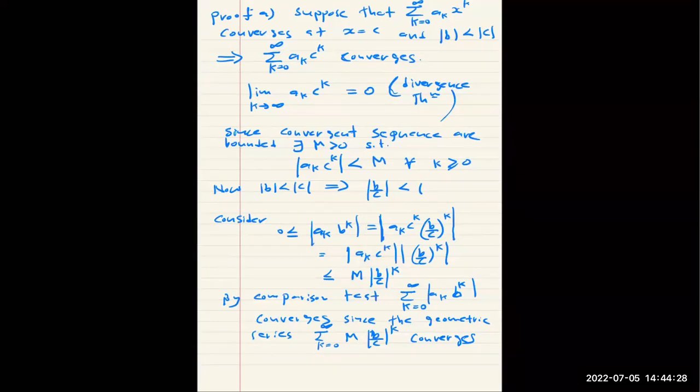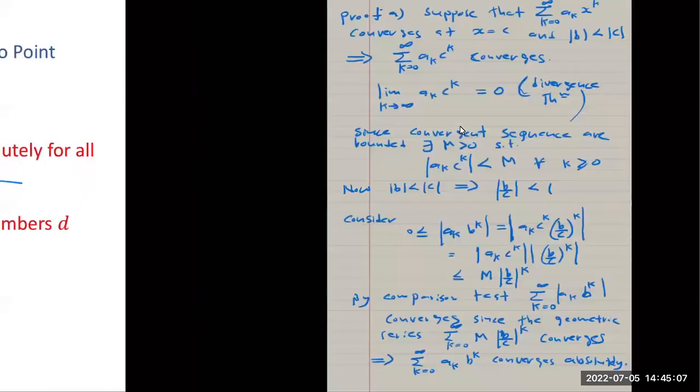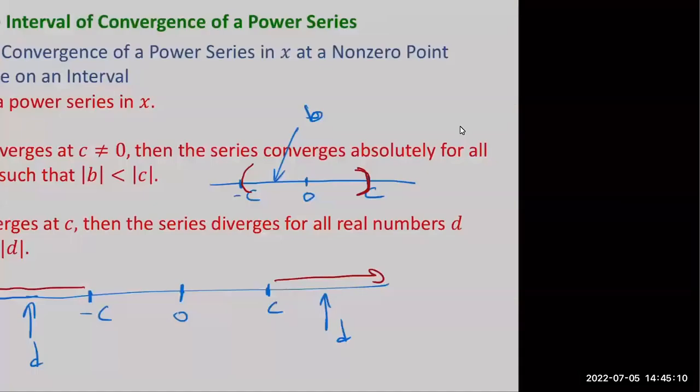That tells you that our original series converges absolutely, because you see we have put the absolute value around the original series. This implies that our original series, k goes from 0 to infinity, a_k times b to the power k, converges absolutely. Okay, that's the conclusion. All right, that completes that part. And as I said, I will leave the second part as an exercise.